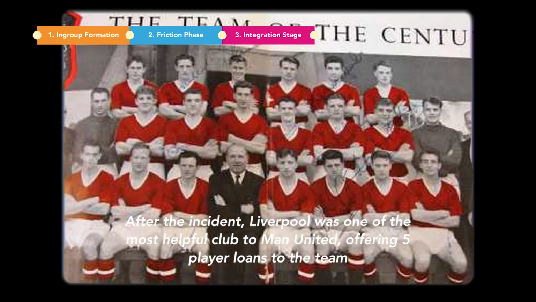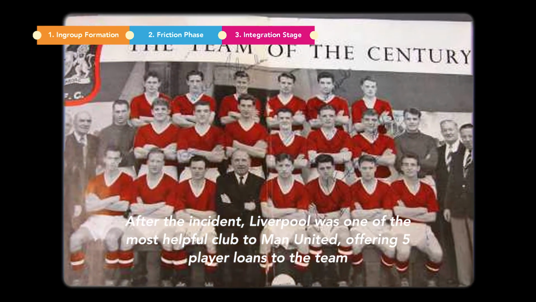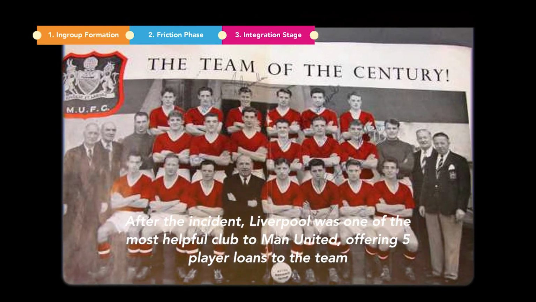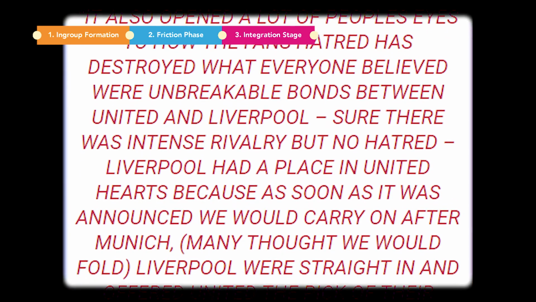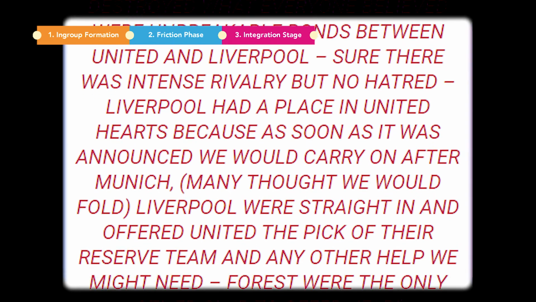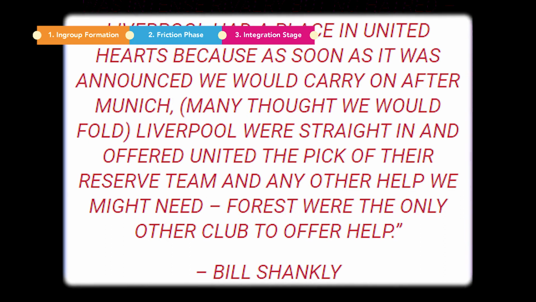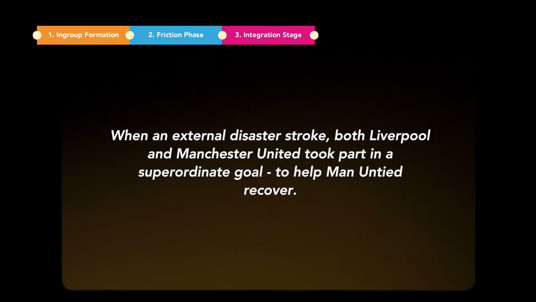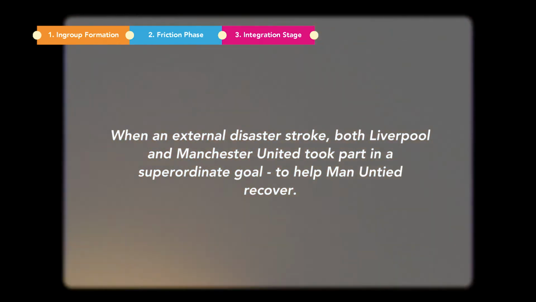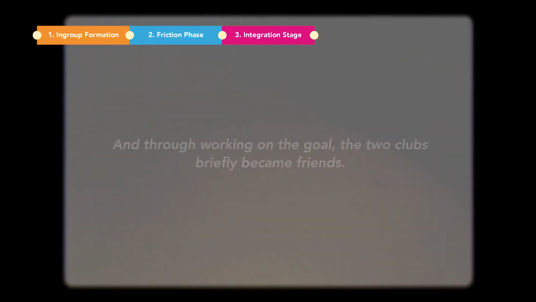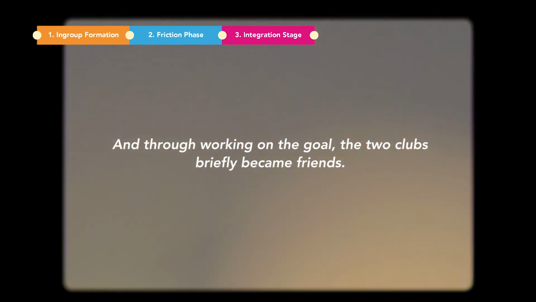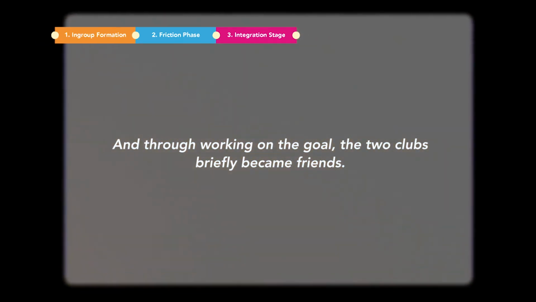After the incident, Liverpool was one of the most helpful clubs to Manchester United, offering five player loans to the team, while then Liverpool manager Bill Shankly offered to pay the Man United players' wages as the club's financials spiraled down after the incident. Here, we see the third stage of the theory. When an external disaster struck, both Liverpool and Manchester United took part in a superordinate goal to help Manchester United recover. And through working on the goal, the two clubs briefly became friends.